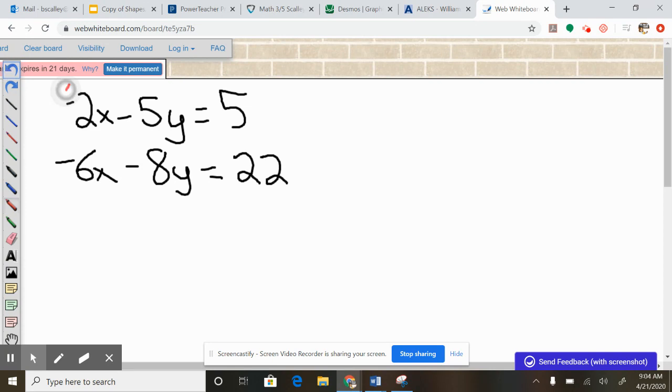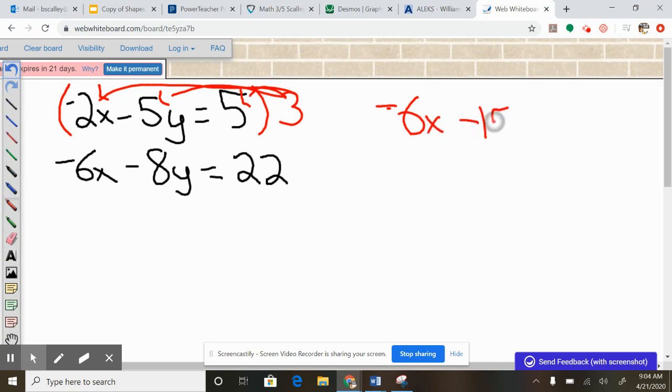If I took this top equation and multiplied the whole thing by 3, I can't just multiply one number by 3. If I'm going to do it to one number, I have to do it to every number in that equation. So this becomes like a giant distributive property. Everything gets multiplied by 3. So that new equation would be -6x minus 15y equals 15.